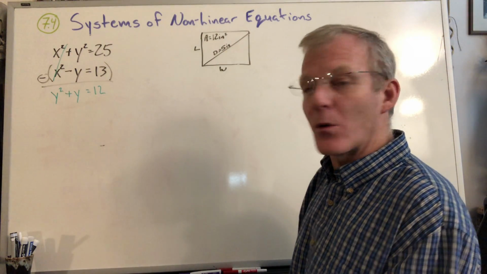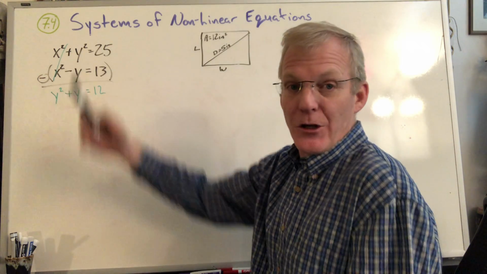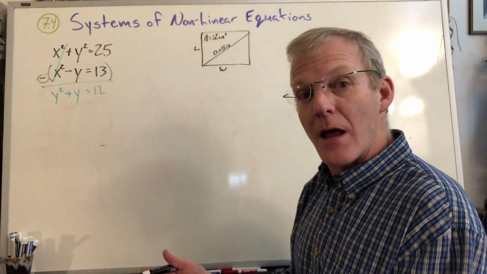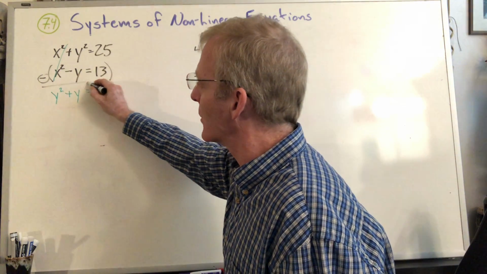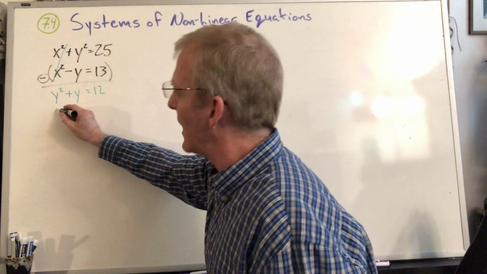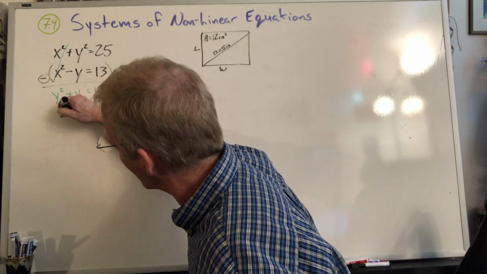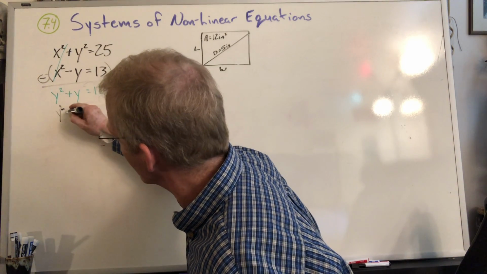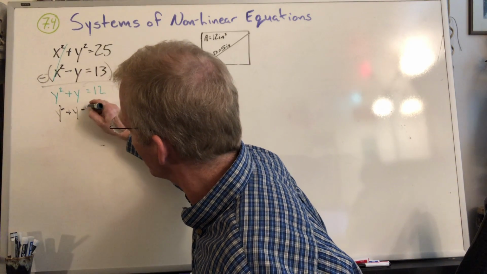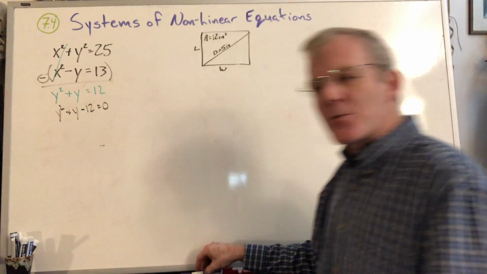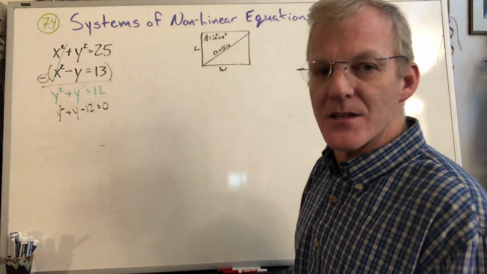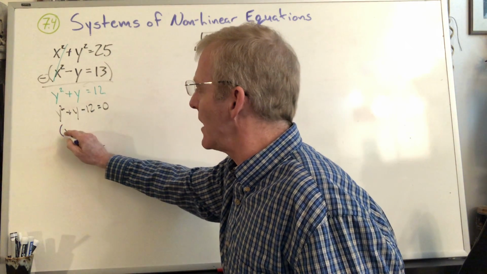Now we can see we have a quadratic. And what do we do when we have a quadratic? We make it equal to what? Yep, 0, exactly. So let's move that 12 on over. And since it's a plus 12, we'll add it. So we would then have y squared plus y minus 12 equals 0. Now at this point, I think we could probably factor this. So let's go ahead and give that a try.